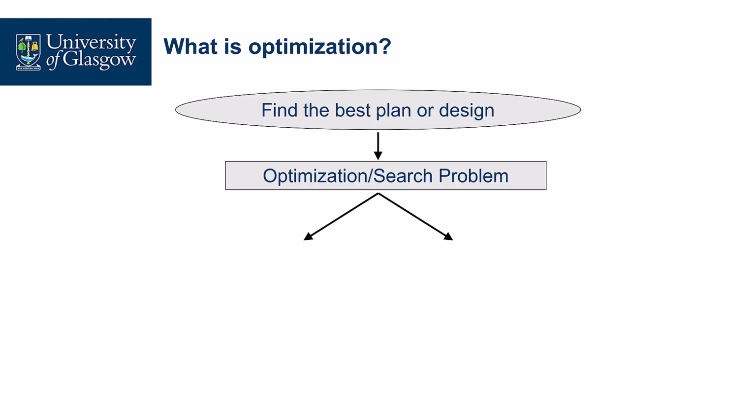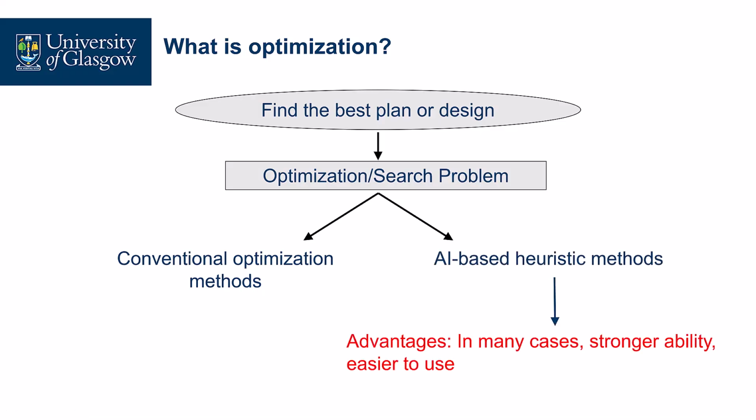In the real world, we often have to find the best plan or design. This happens often in every engineering domain, that you need to find the best plan or best design. So we call them optimization or search problems. Often we have two kinds of methods for this kind of problem. One is conventional optimization methods, while the other is AI-based heuristic methods. In many cases, the latter has a stronger optimization ability and is easier to use. And that is what this specialization will focus on.